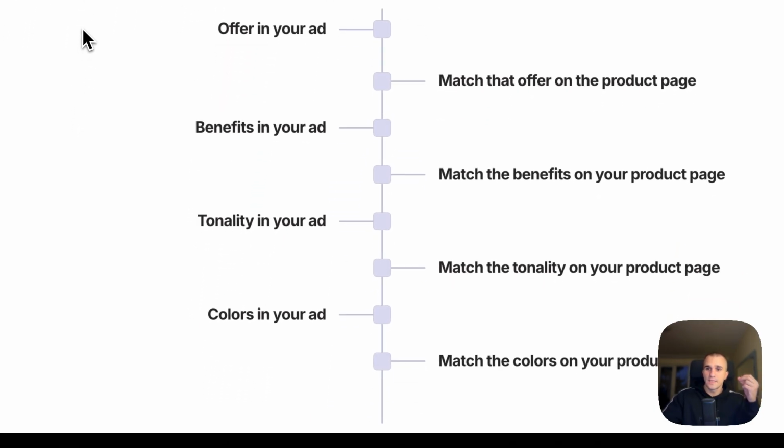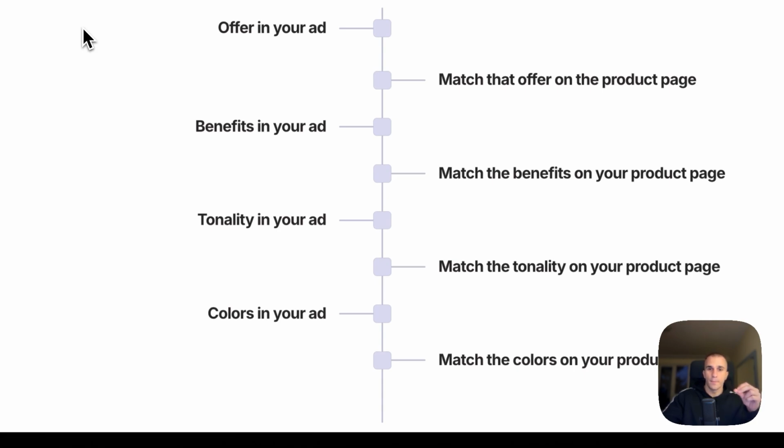If you're talking about a specific benefit in your ad, so let's say, for example, you're selling some weight loss product and you have mentioned that they will lose weight in your ad and you don't talk about that on your product page, that's again not a cohesive experience. So you need to have that on your product page as well. That's the thing that hooked them to click on your ad and explore your product page.